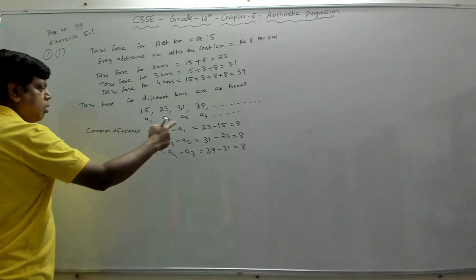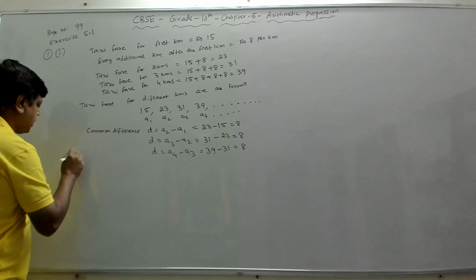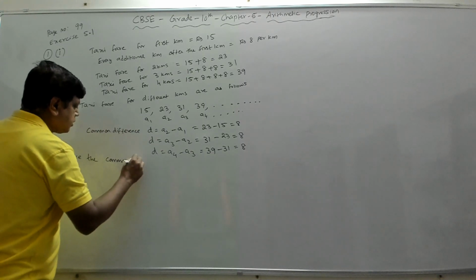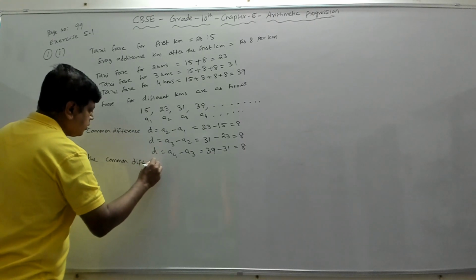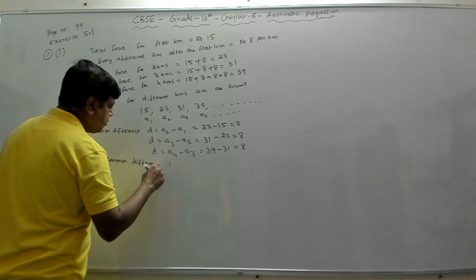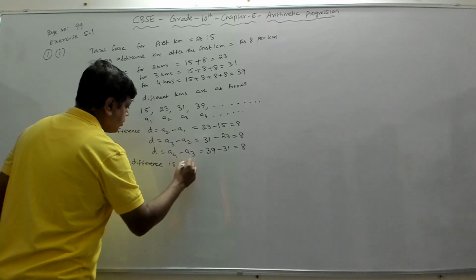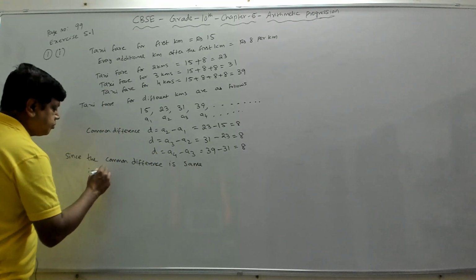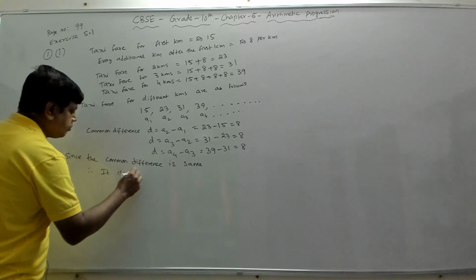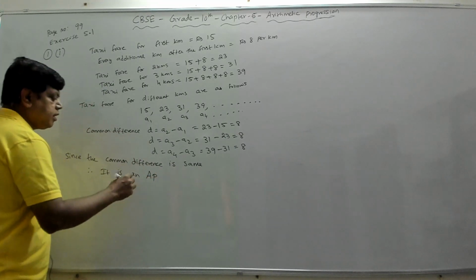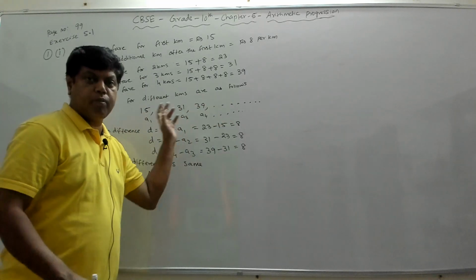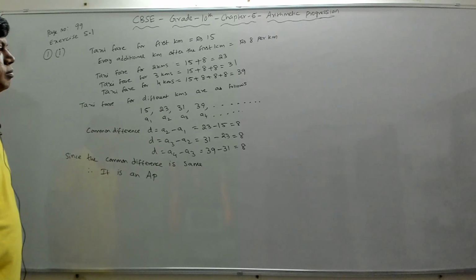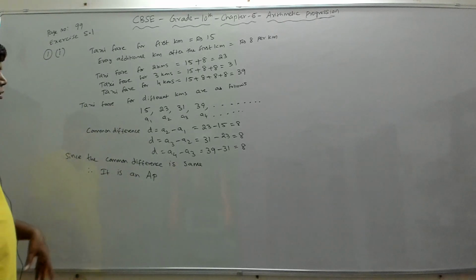So now we see the common difference is same. Since the common difference is same, therefore it is an AP. It is an arithmetic progression. The list of given numbers form an arithmetic progression because the common difference is same.